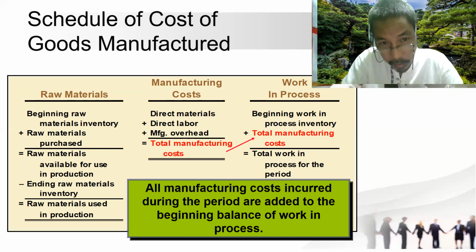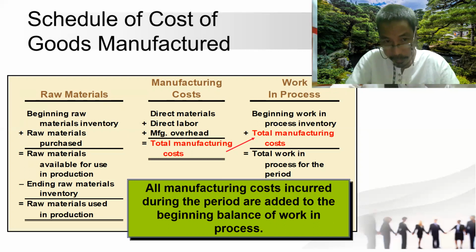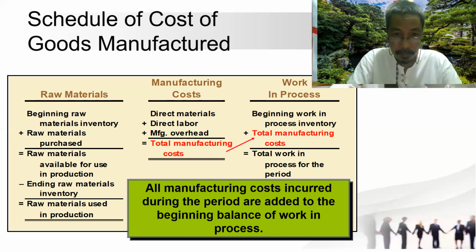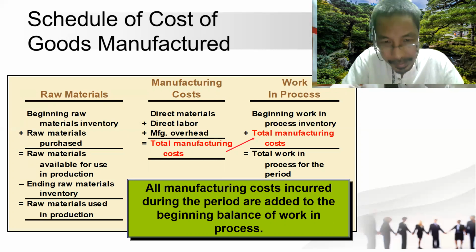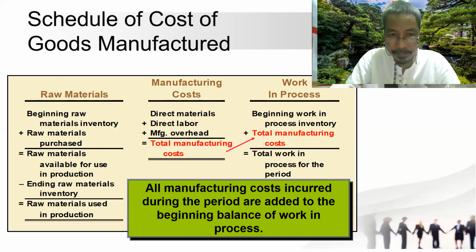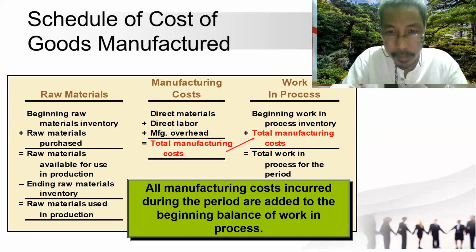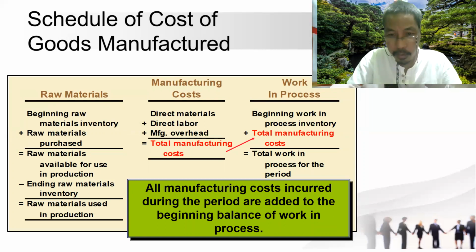Okay, because we have what? The current manufacturing cost, direct materials and direct labor plus manufacturing overhead. So all manufacturing costs incurred during the period are added. Okay, the total manufacturing costs are added to the beginning balance of work in process, so that we have what? Total work in process for the period, for the accounting period.